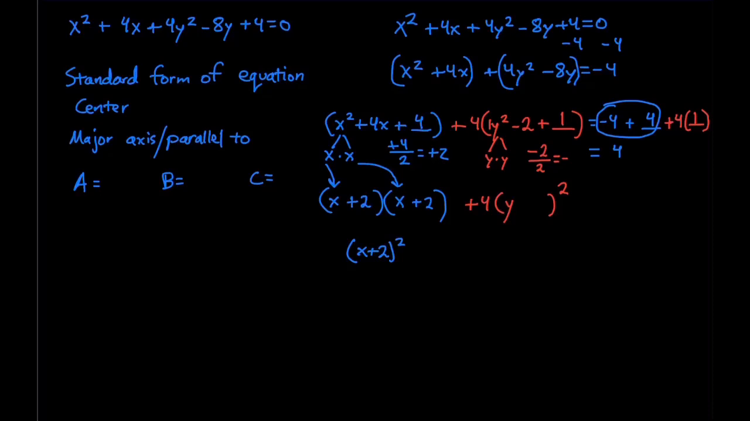This would be negative 1. So the negative 1 has to go inside the parentheses. I'll write it down here so it all lines up better. And on the other side, we had the 4.